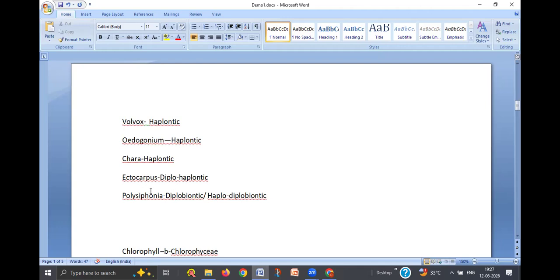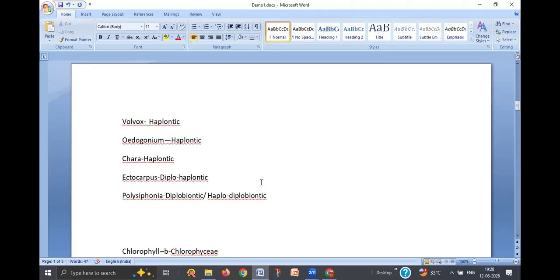Ectocarpus belongs to Phaeophyceae, that is also called brown algae. Here we see there are two different stages. One is the haploid stage, that is called gametophyte. Another is the diploid stage, that is called sporophytic stage. So we find both the sporophyte and gametophyte stages in the life cycle of the Ectocarpus, but they appear similar. Morphologically, there is no difference from outside.